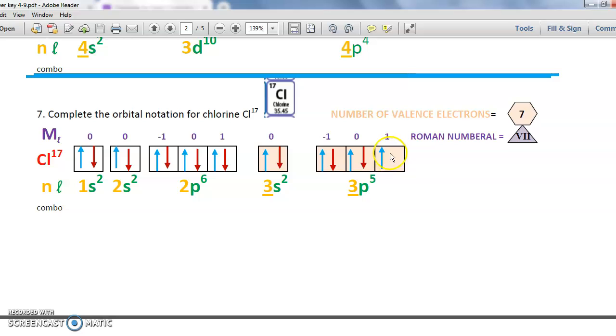If chlorine could get 1 more electron and become minus, it would fill that p. That would fill the outermost s and p. That would give it a stable octet. If it got 1 more, it would have 2, and 6 is 8. It would satisfy the octet rule.